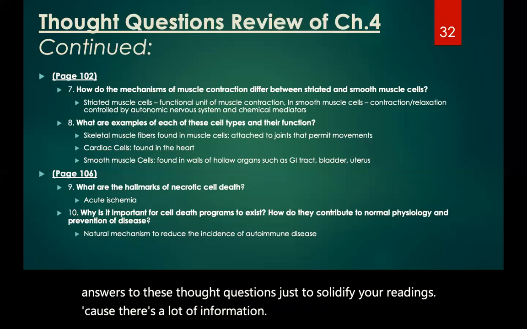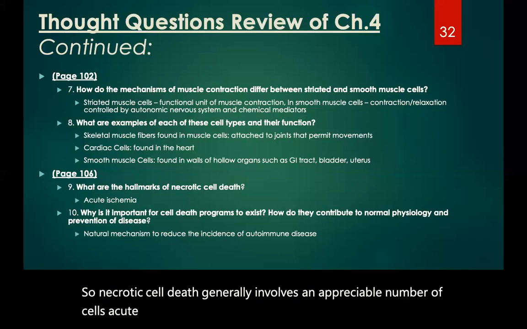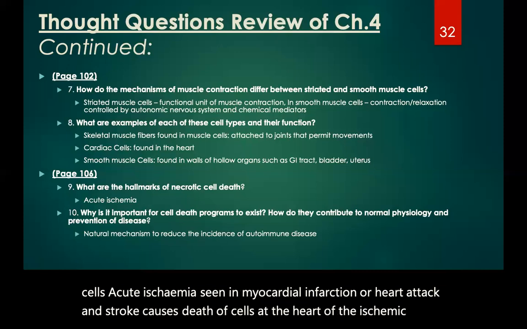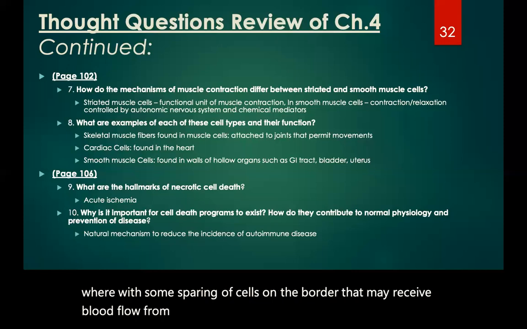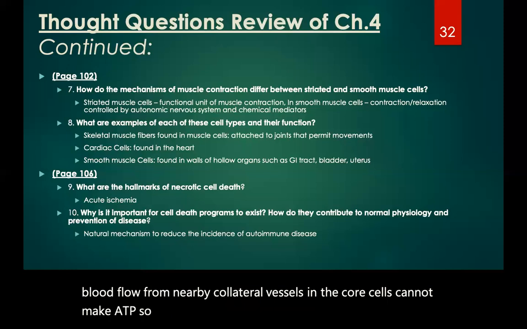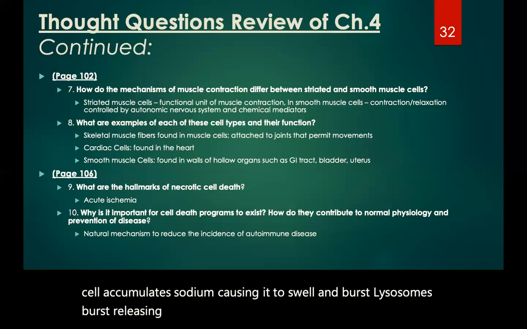So necrotic cell death generally involves an appreciable number of cells. Acute ischemia, seen in myocardial infarction or a heart attack, and stroke causes death of cells at the heart of the ischemic region, with some sparing of cells on the border that may receive blood flow from nearby collateral vessels. In the core, cells cannot make ATP, so the sodium-potassium pump cannot function. The cell accumulates sodium, causing it to swell and burst. Lysosomes burst, releasing degradative enzymes that start to digest the tissue.